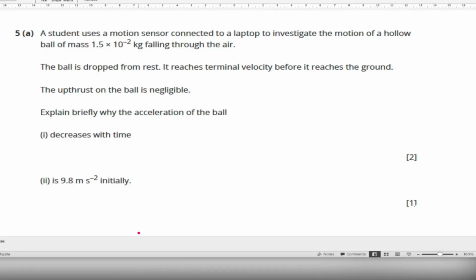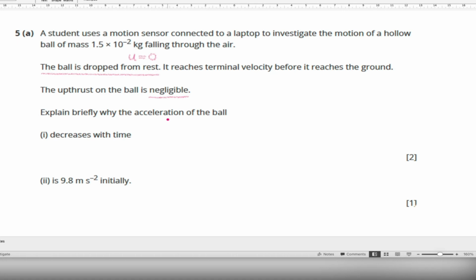Question 5. A student uses a motion sensor connected to a laptop to investigate the motion of a hollow ball of mass 1.5 times 10 to the power of negative 2 kilograms falling through the air. The ball is dropped from rest, so that means the initial velocity is equal to 0. It reaches terminal velocity before it reaches the ground. The upthrust on the ball is negligible.